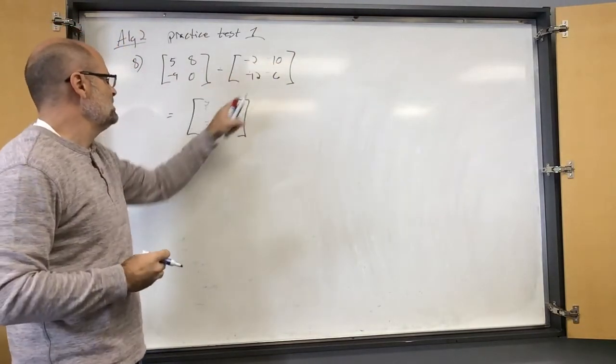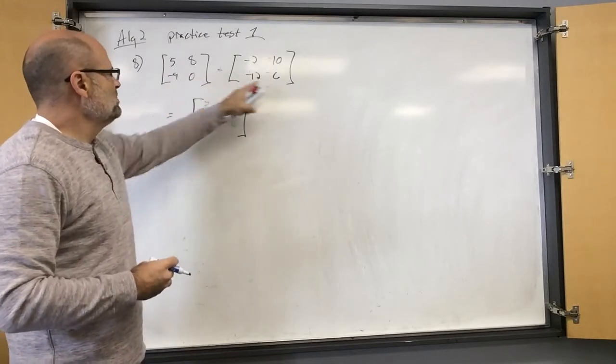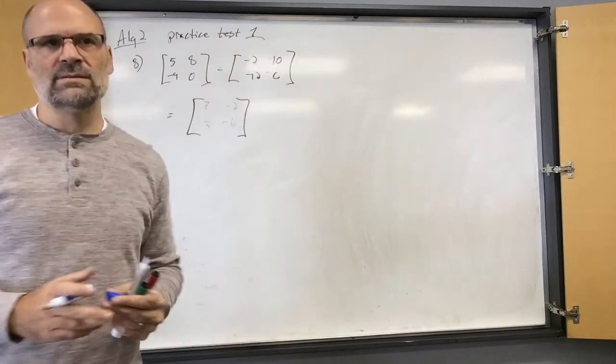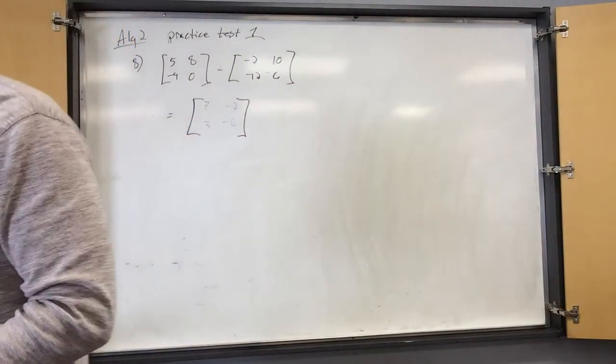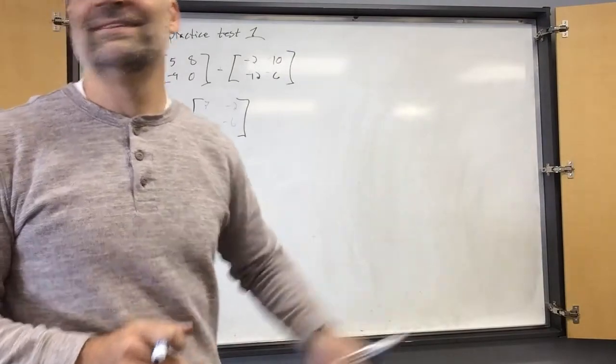8 plus -10 is -2. -9 plus positive 12 is 3. 0 plus -6 is -6. Either way works. Do what feels good. That's not a good rule in life, just when it comes to math.